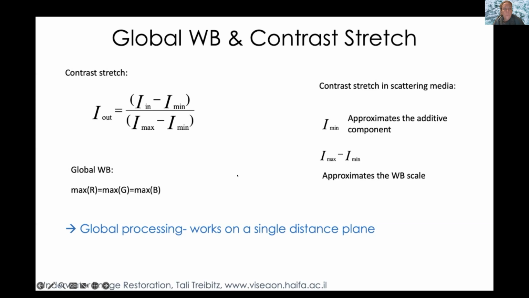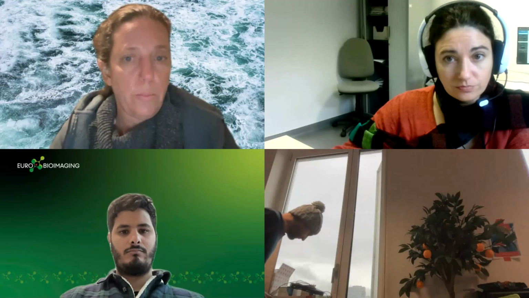So what are simple operations that we can do to improve the images? We can do two things. One is contrast stretch, and one is global white balance. And I want to demo it on pictures. So I'll stop sharing the presentation and let me pull up the pictures I wanted to show.